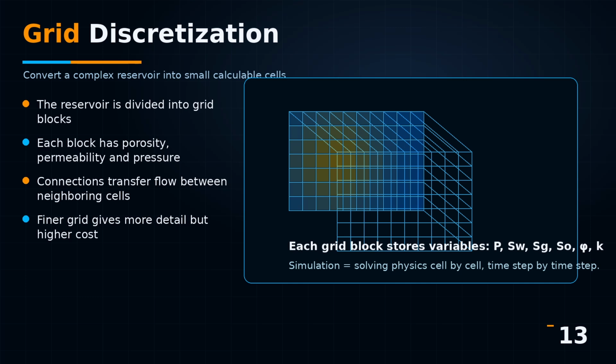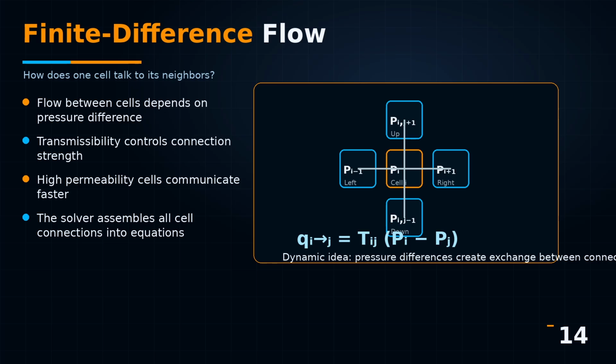Now that we understand grid discretization, let us move to finite difference flow. Finite difference flow is one of the classic approaches used in reservoir simulation. Instead of treating pressure as a continuous function, we approximate pressure differences between neighboring grid blocks. If pressure in one block is higher than pressure in the next block, Darcy's law gives the flow direction and magnitude. This is repeated across the grid.